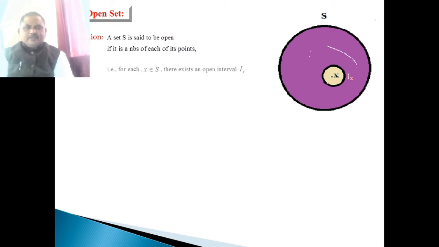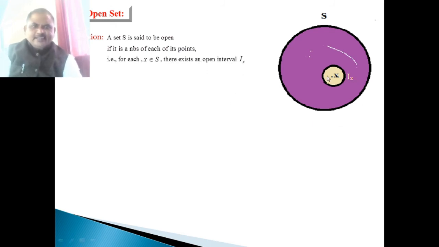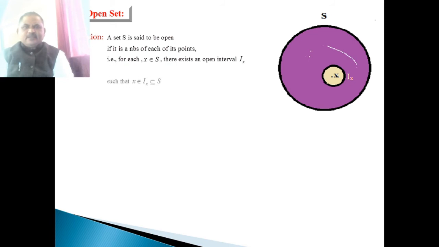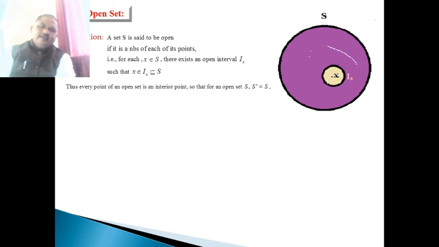From this figure, suppose this is the set S and x is an arbitrary point. That is, for x belonging to S, there exists an open interval Ix such that x belongs to Ix, which is a subset of, or equal to, S. That means S is the neighborhood of x, but x is an arbitrary point. That means S is the neighborhood of each of its points. And therefore, this set S is an open set.